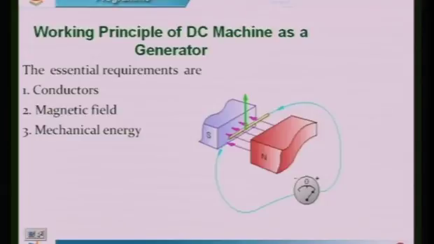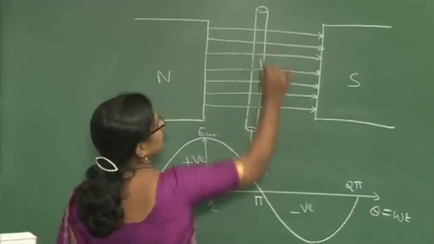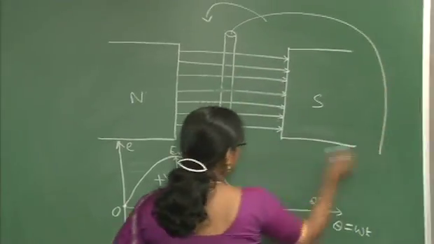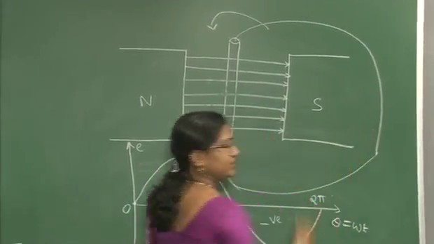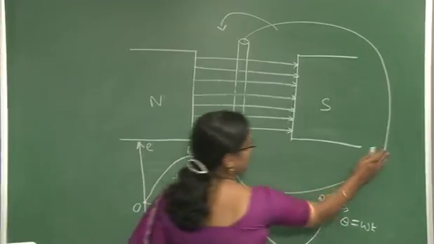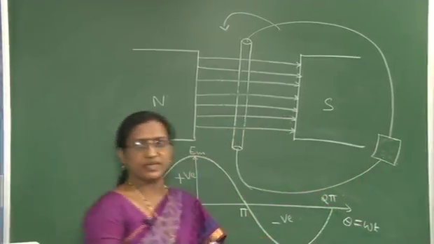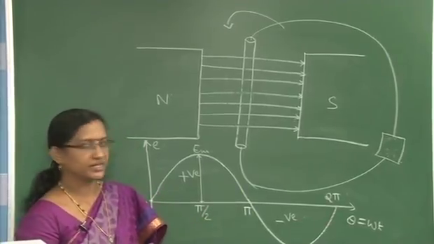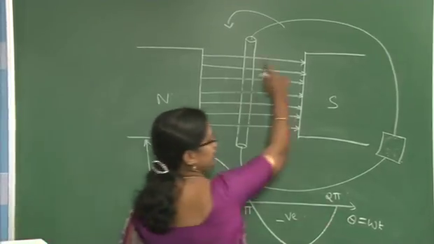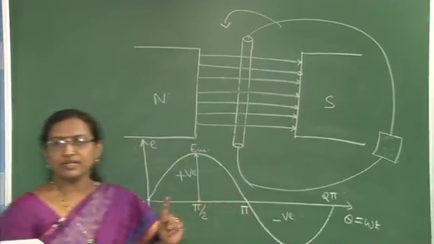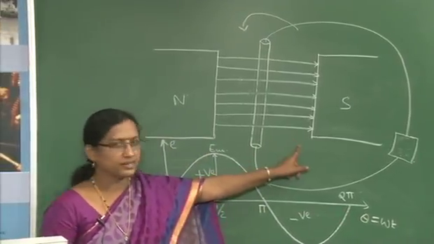Also, when we have provided the closed path to this conductor, the current will flow due to the induced EMF. Here we can provide any load or meters with small resistance, we can connect it. When we provide this closed path, the current will flow in this particular circuit.